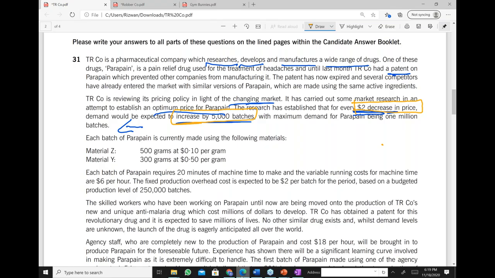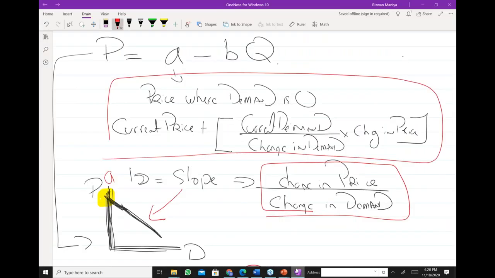Okay, Salman Raza has given me the answer. To find A from the formula, what I need is current price, which I don't have. I need current demand, which I don't have. What I have is change in price and change in demand. Are you getting the point? What I don't have is current price and current demand. So how will I be able to work it out?